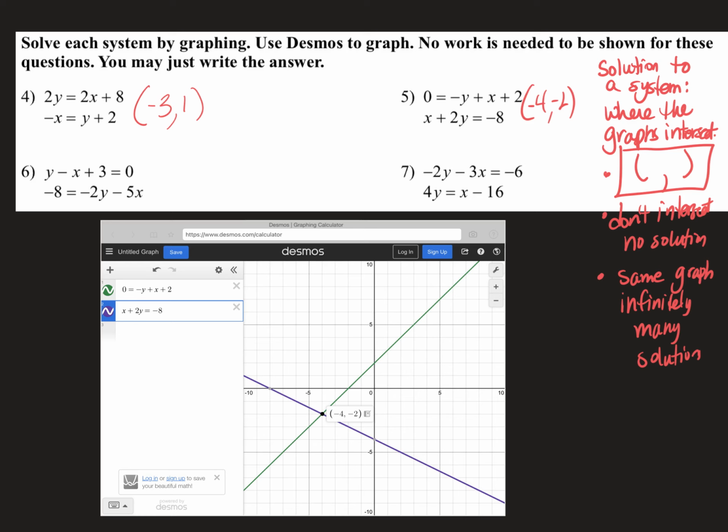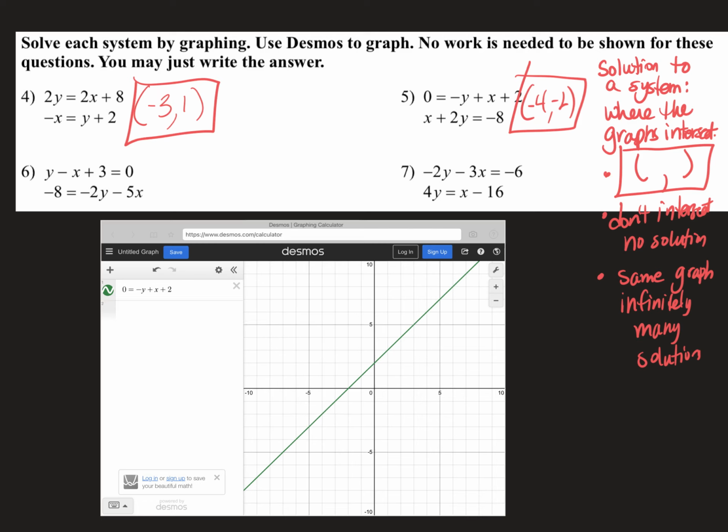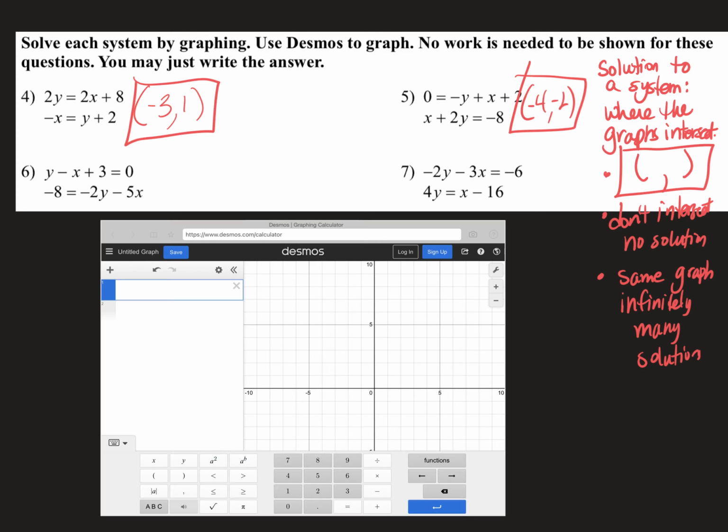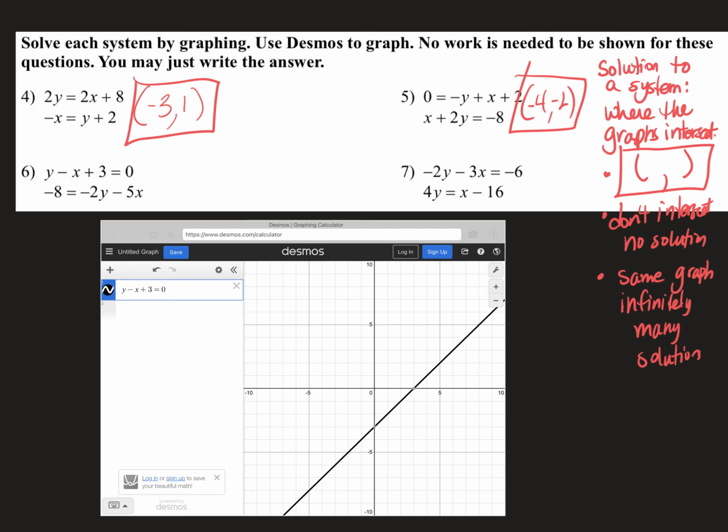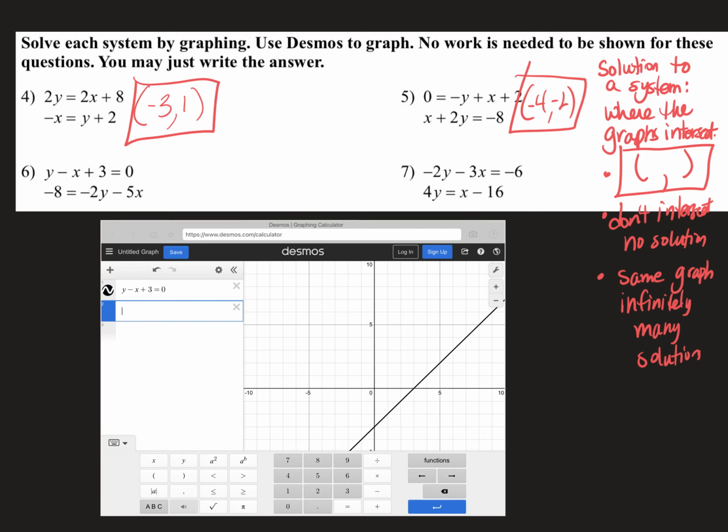Then I'll put boxes around my answers. I like to have my answer stand out from the problem, so I put boxes around it. And then I will X out number 5's problems and type in number 6. Takes me a minute to navigate that. So I'm typing in number 6 there.